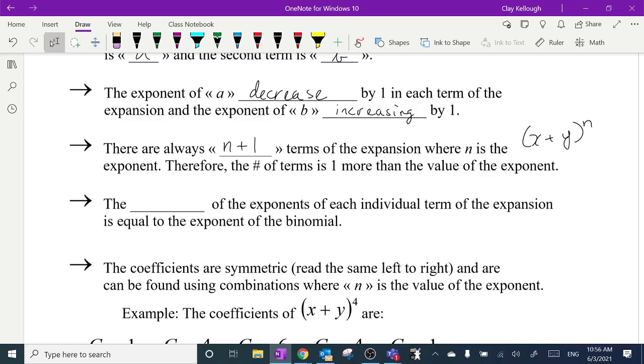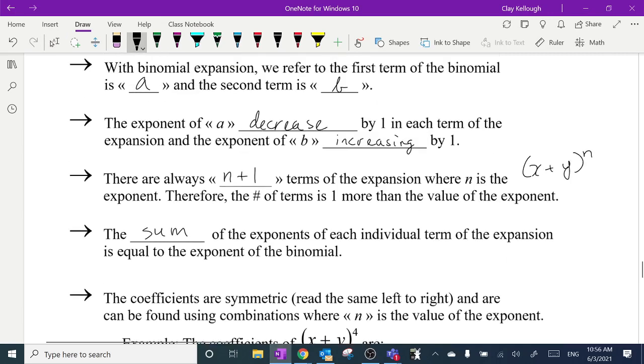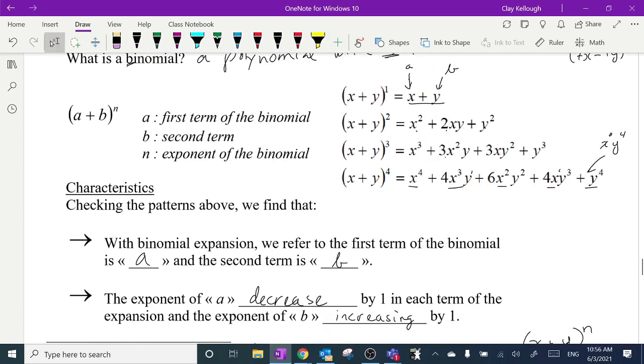No? Nobody's seeing it? The word I'm looking for is sum. Notice that 4 plus 0 is 4. 3 plus 1 is 4. 2 plus 2 is 4. 1 plus 3 is 4. The exponents in any term will always add to the same thing, to the total of n.